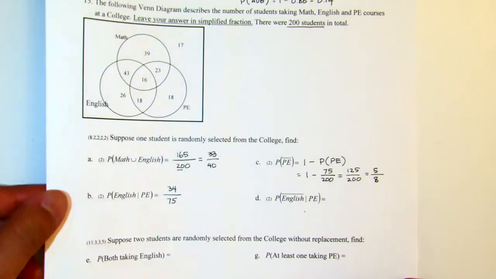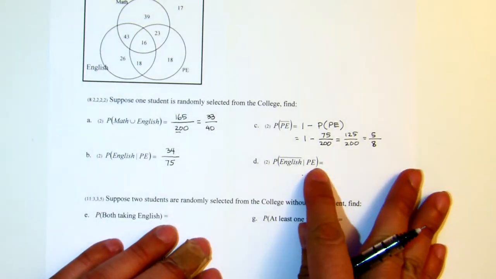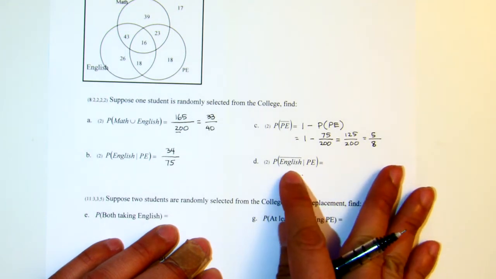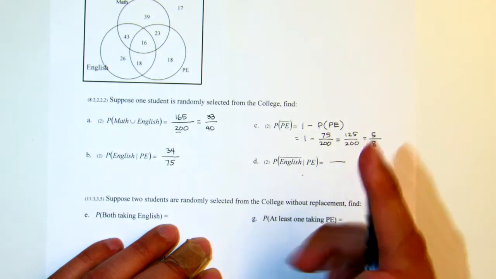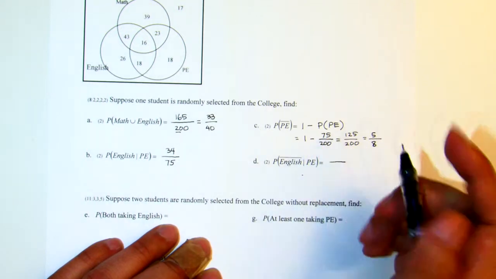When you find the probability that given a student taking PE class, the student is not taking English class, how many students are taking PE class? We remember we did it here. The number of students taking PE class is 75.